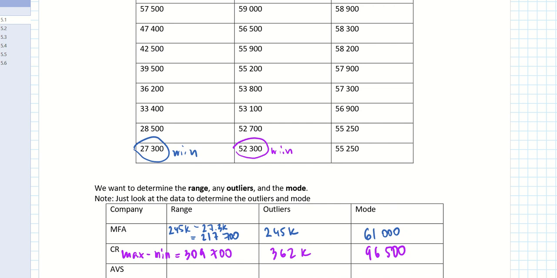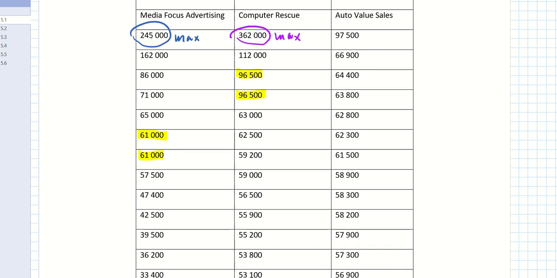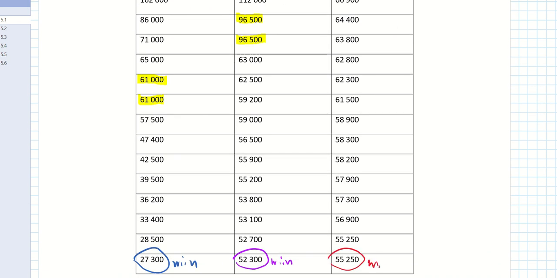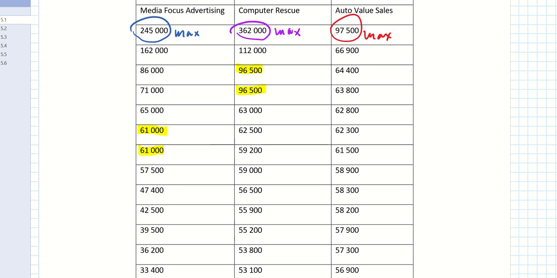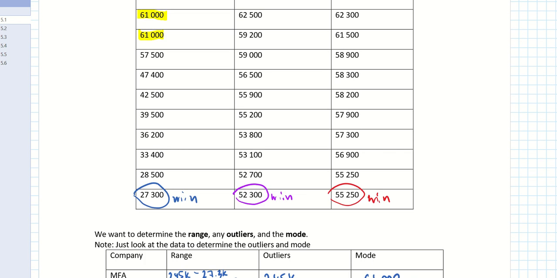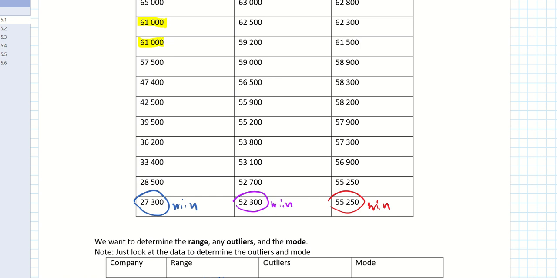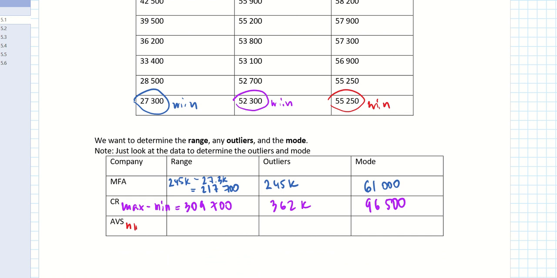Okay, so the last company, AVS, which stands for auto value cells. Again, max is on the top here. That's our maximum. Here's our minimum. So in order to find the range, we're going to take the maximum, 97,500 minus 55,250. Let's just do that calculation. 97,500 minus 55,250. We get 42,250. So again, we're doing the maximum minus the minimum, and the answer here was 42,250.